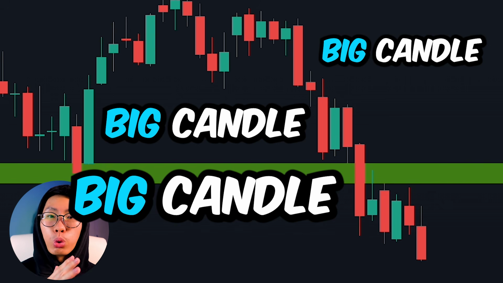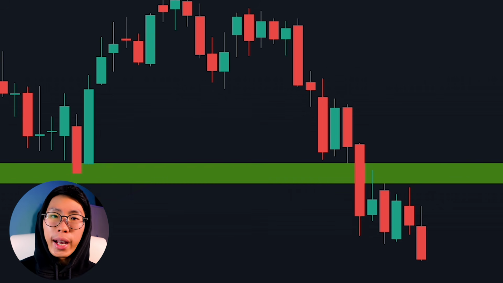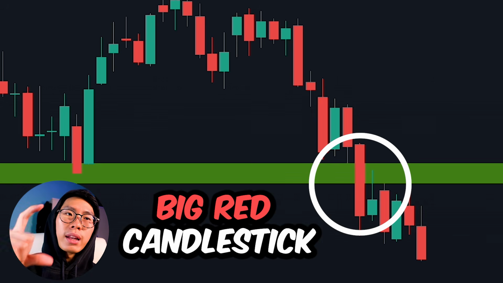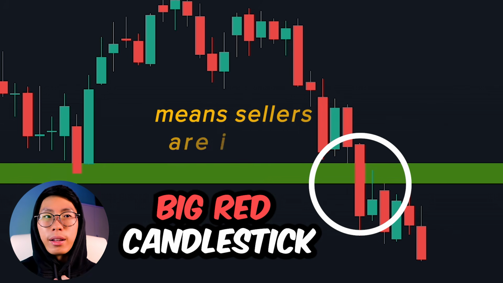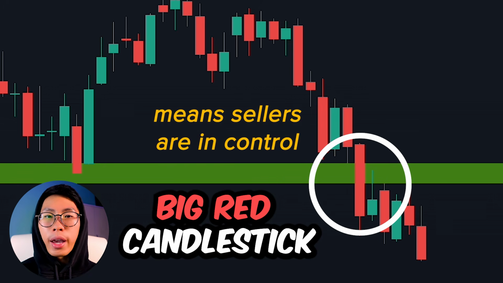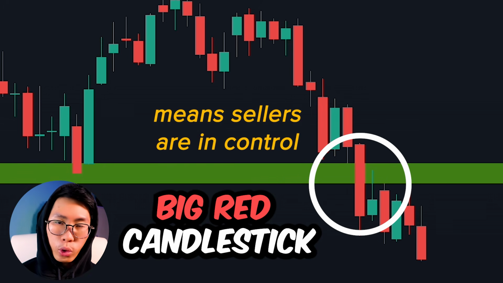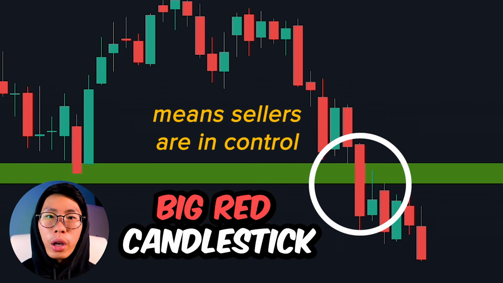So in this case, you do not want to be entering for a buy at this support level. In this case, you want to react to the market and look at what price did. Price gave us a big red candlestick just piercing right through this support level. This tells us that the sellers are in control of the market and price is going to crumble and just shoot back down.